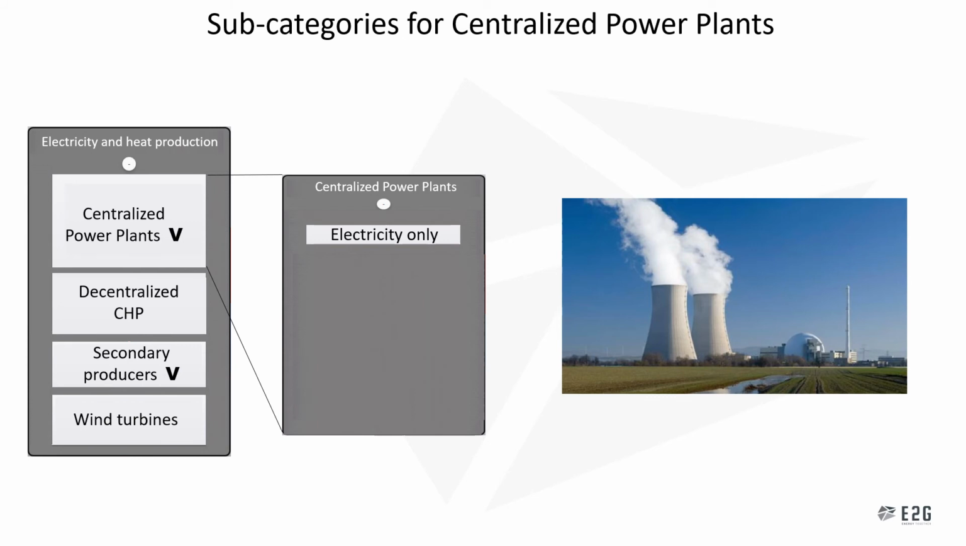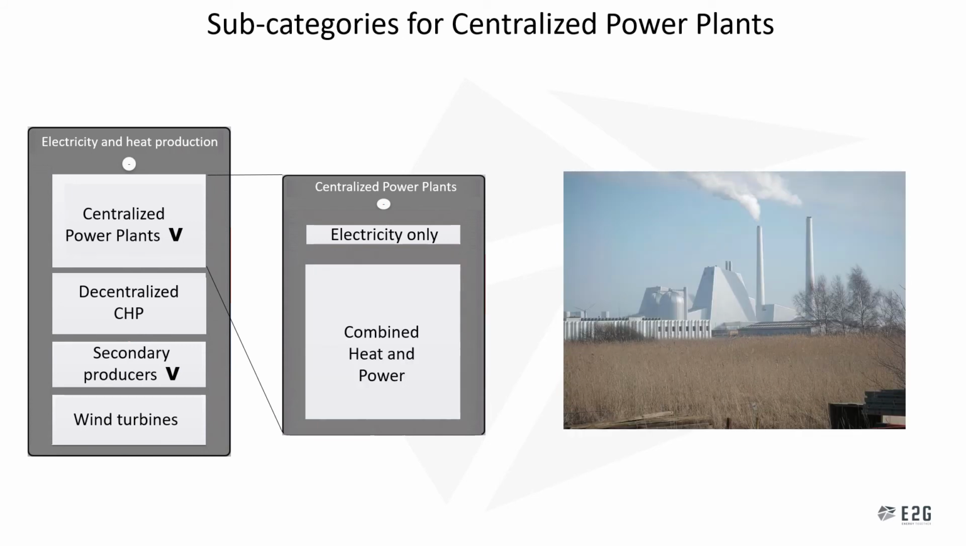Within this category, there are also combined heat and power plants. And as this name indicates, these are power plants which both produce electricity and district heating.